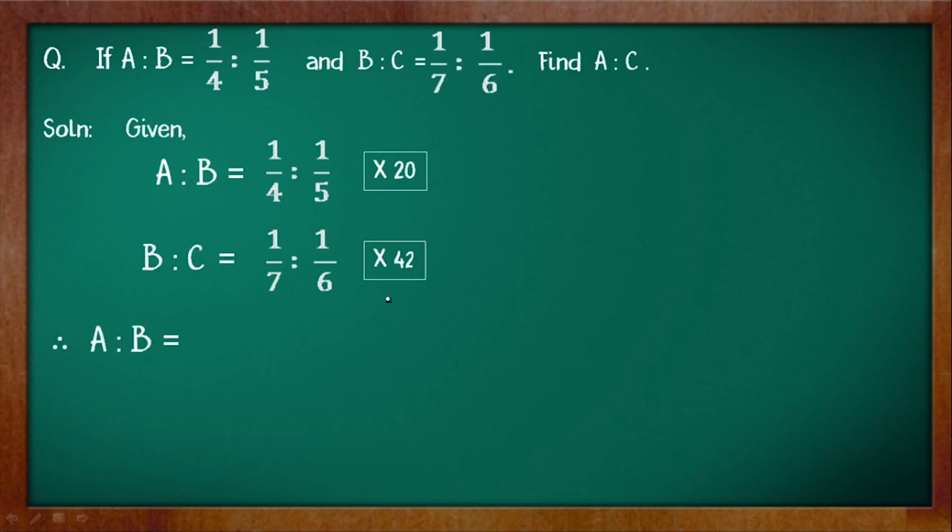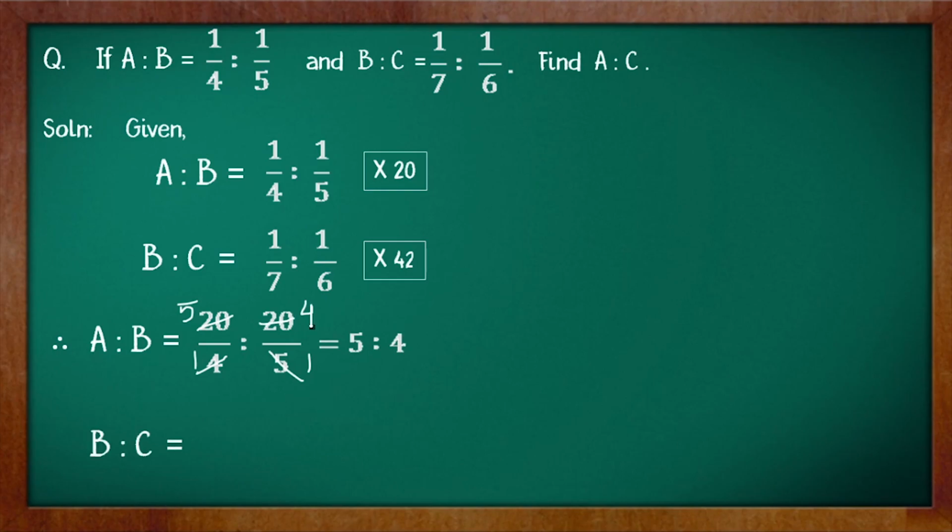After multiplication, A is to B is equal to 20 ones are 20, 20 by 4, 20 ones are 20, 20 by 5. Now let's cancel this: 4 fives are 20, and 5 fours are 20. So this is equal to 5 is to 4. Similarly, B is to C after multiplication with 42 is 42 ones are 42, so 42 by 7, 42 by 6. 7 sixes are 42, 6 sevens are 42. So this will be equal to 6 by 7, or 6 is to 7.